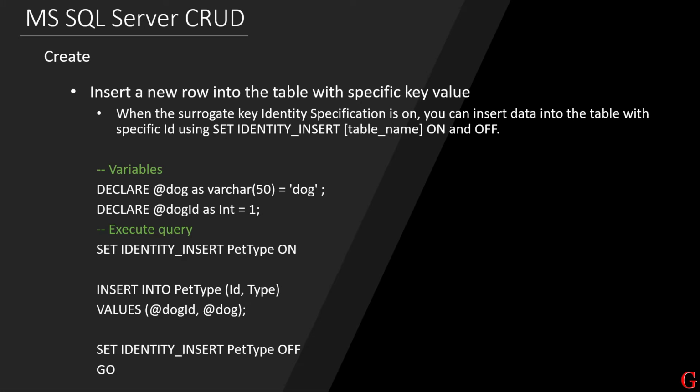The pet type table has a surrogate key as a primary key. The primary key column name is ID. If you want to insert a new row into the database with a specific ID value and identity specification is on, you can use the set identity_insert command. In this example, we insert a new row into the pet type table. Row ID value is 1 and the pet type is dog.